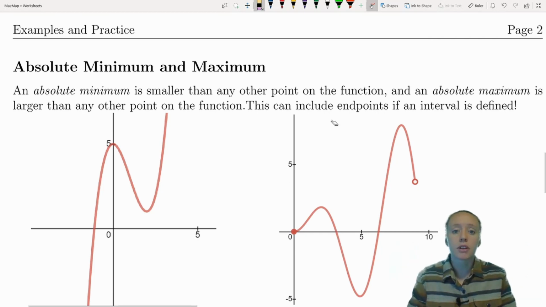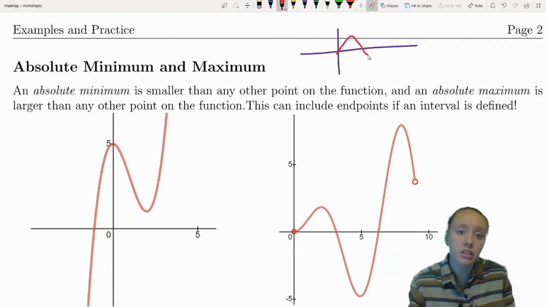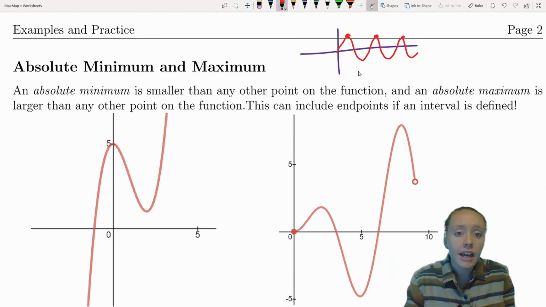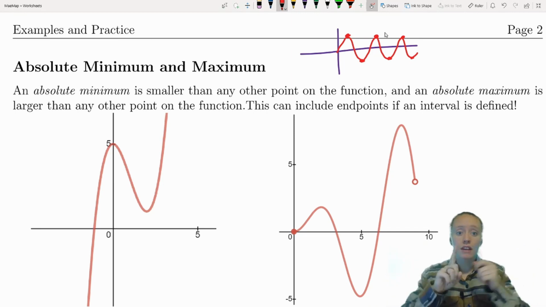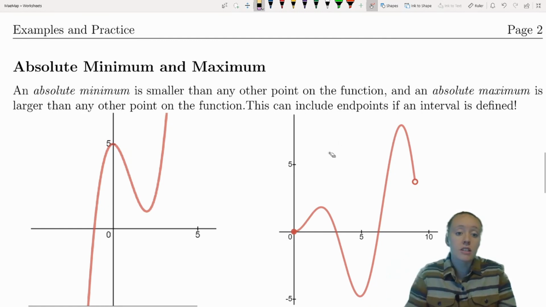Let me make sure that you can visualize this. If you have some function that looks like this, actually let's go ahead and do the sine function, just simple sine of x. You can see that my absolute maximum, my greatest values, are all at the peaks. That absolute maximum occurs multiple times, however it only has that one value. My absolute minimums are the same deal. I have multiple x values that represent that absolute minimum, but it's only that one value. And again, this can include endpoints if an interval is defined.